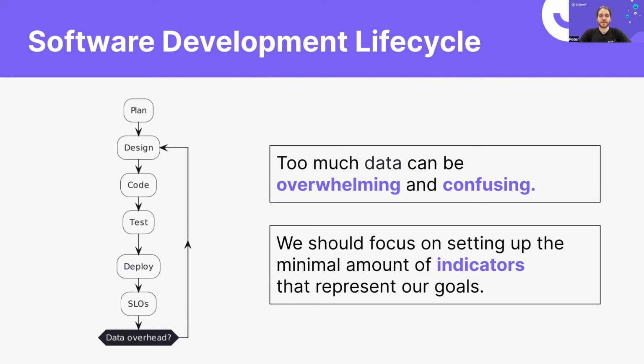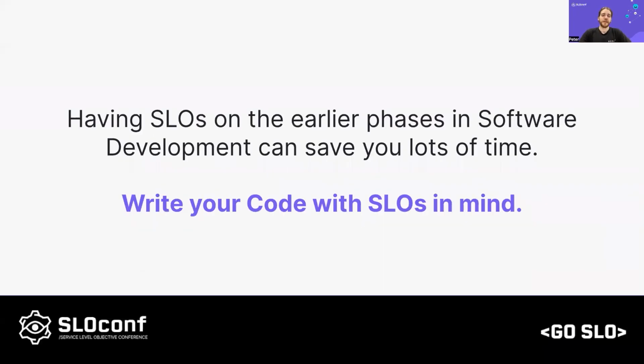Defining SLOs should be easy. It should be natural. We should focus on the minimal amount of indicators that are the best representation of our reliability and our goals. Our industry evolves every day. If we want to follow the culture of SLOs, we must be willing to change and adapt. Try adding SLOs to the earlier phases of the software development lifecycle. Find a way that works for you, for your team, for your company.